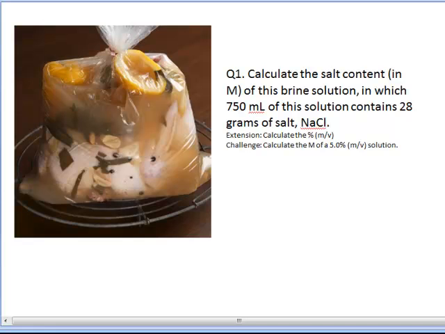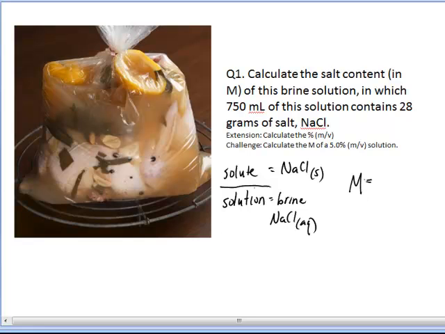In this case, we're using 28 grams of salt and a total of 750 milliliters of this brine solution. So what's the molarity? Let's talk about the solute and the solution. The solute is NaCl, and the solution is called brine, which is NaCl aqueous. All the concentrations refer to the ratio between these. So all I need to do is figure out for molarity how many moles of NaCl I have and how many liters of this brine solution I have.